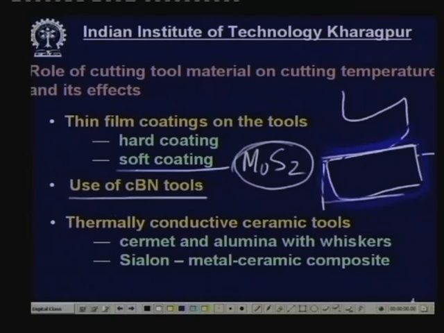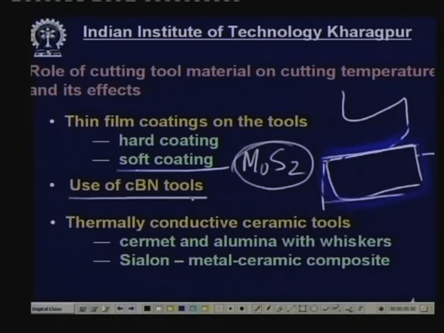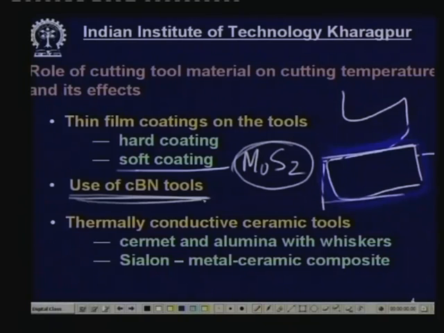Another example, say use of CBN tools. You know that CBN tool material is very hard and chemically stable against work material and temperature. Because of its hardness and wear resistance, the CBN tools remain very sharp all along, and because of the sharpness and its retention, the cutting force does not increase, the cutting force remains low, and so the cutting energy required also remains stable and the heat does not rise much. So, by using this kind of CBN tool, which is very expensive no doubt, but helps by reducing the cutting temperature. Third is thermally conductive ceramic tools.